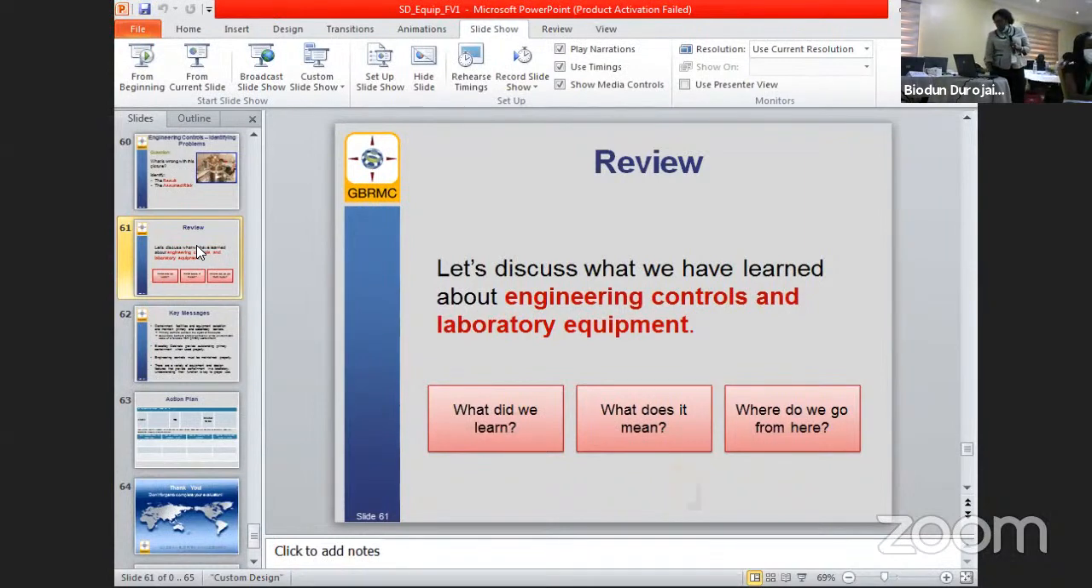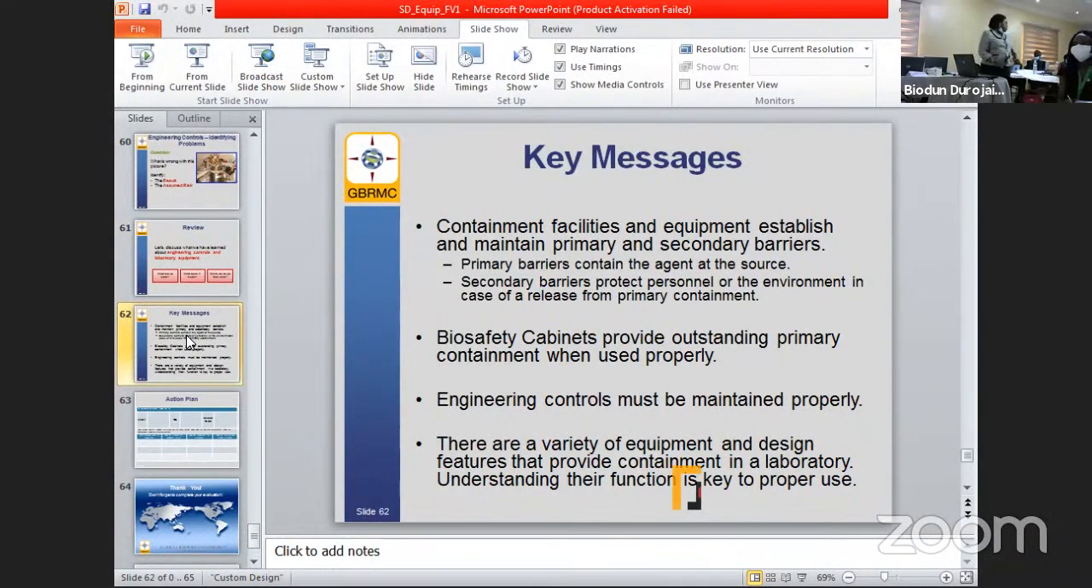So we are going to go to the next module now. Then we need to recap our key message. I want somebody from table one to read point number one. Containment facilities and equipment establish and maintain primary and secondary barriers. Primary barriers contain the agent at the source. Secondary barriers protect personnel or the environment in case of a release from primary containment. Okay, table two, the next bullet. When used properly, that's the key word. Table three. Security controls must be maintained properly. Table four. There are a variety of equipment and design features that provide components in the environment. Understanding their function is key to compliance.